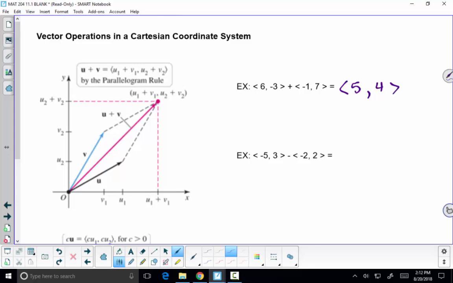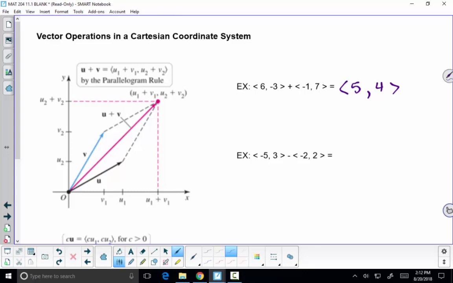And the picture here is just sort of showing why that works. If you look at vector v here and you take its x or first component, and you take vector u, its first component, if you add them, that's actually what you get if you do the parallelogram rule. It's going to give you the same exact value.